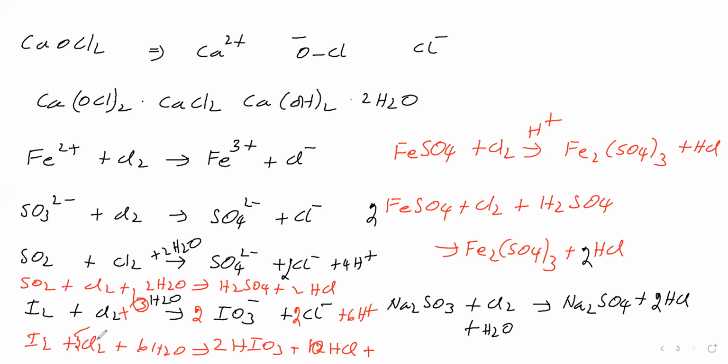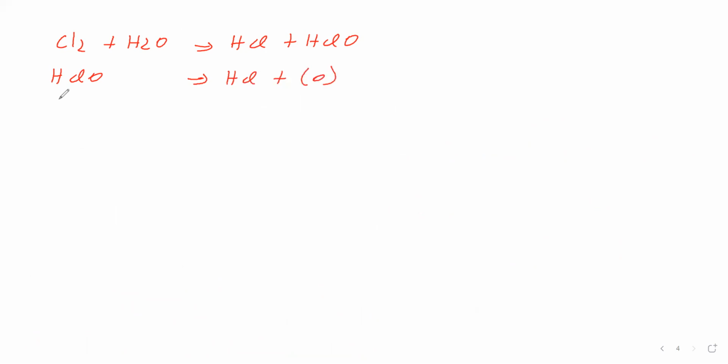Okay, next Cl2 acts as a bleaching agent, that reaction we'll see. How? Chlorine takes moisture and gives HCl and HClO, hypochlorous acid. Hypochlorous acid is unstable, therefore it decomposes to give hydrochloric acid and nascent oxygen. This nascent oxygen removes unwanted color. Unwanted color with nascent oxygen gives colorless. So unwanted color is removed, therefore this process is called bleaching.